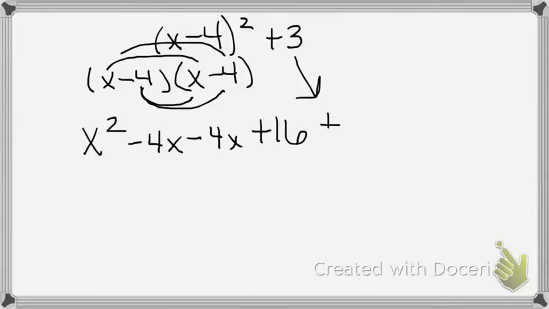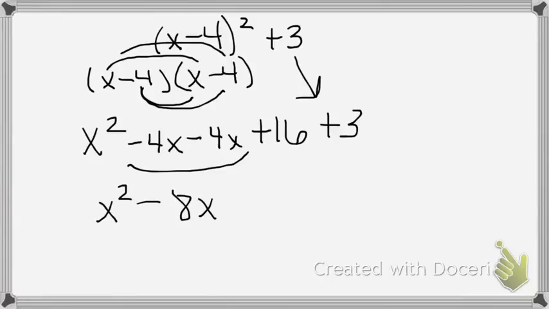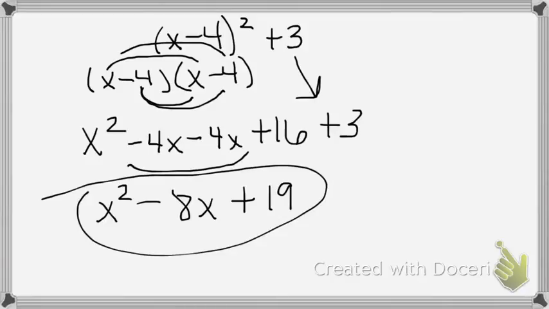Now I'm going to bring that plus 3 down. Now we just got to combine like terms. We have our x's that we can combine. Negative 4x minus 4 more of them makes a negative 8x. Here's my x squared. 16 plus 3 is 19, and there's standard form. So x squared minus 8x plus 19. That should look familiar. That's going from what looks like vertex form clear down to standard. Okay, we were doing that before.